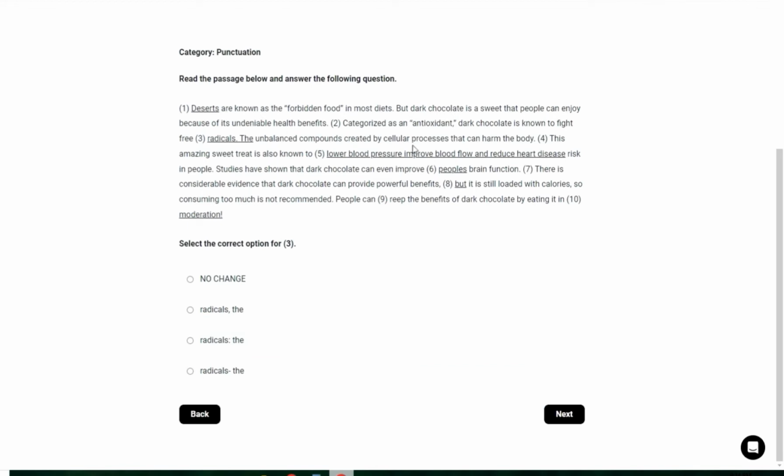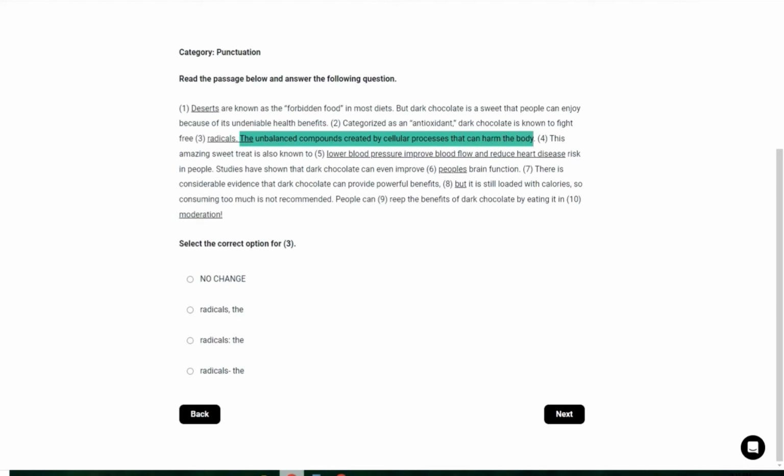Now for number 3: categorized in an antioxidant, dark chocolate is known to fight free radicals. And then a period, and then it says the unbalanced compounds created by cellular processes that can harm the body. All right, we'll get right back into it. Now, right away, like I said, you should see that there's a problem here because it's almost like separating two thoughts that are the same. They're the same thing. It says known to fight free radicals, and initially, I don't know what free radicals are. And this is almost explaining the free radicals, the unbalanced compounds created by cellular processes that can harm the body.